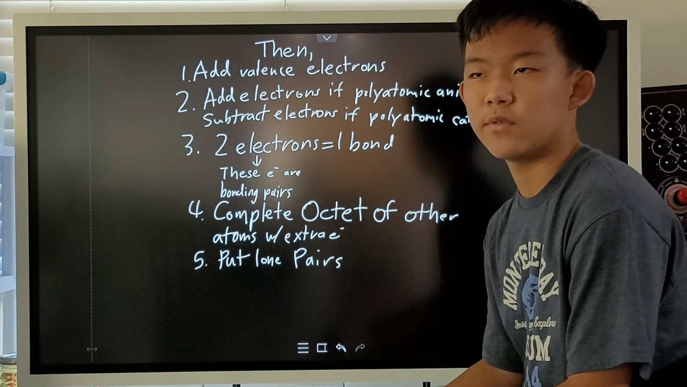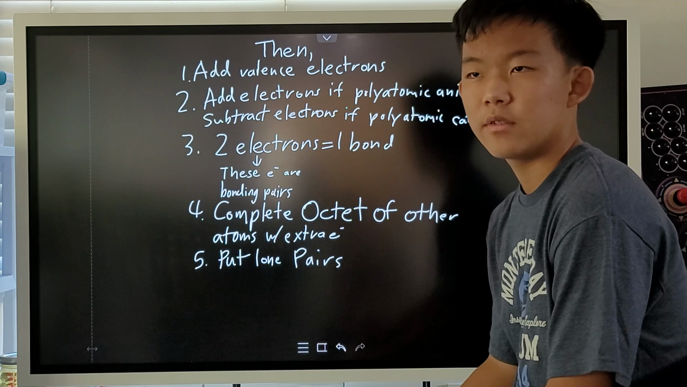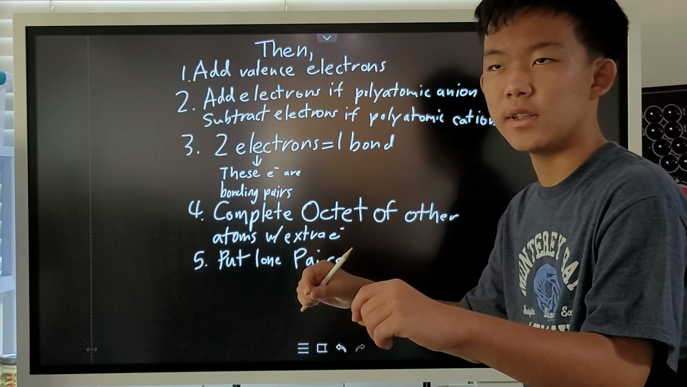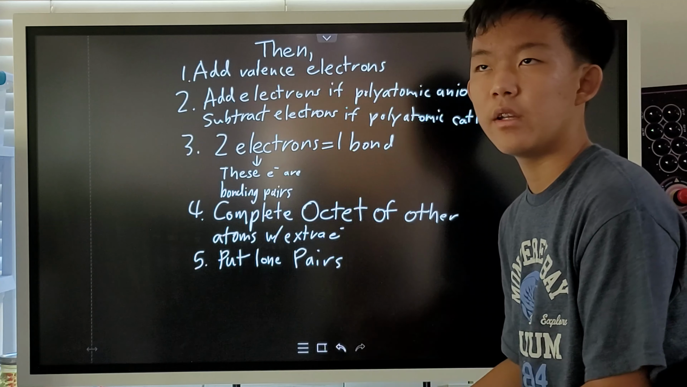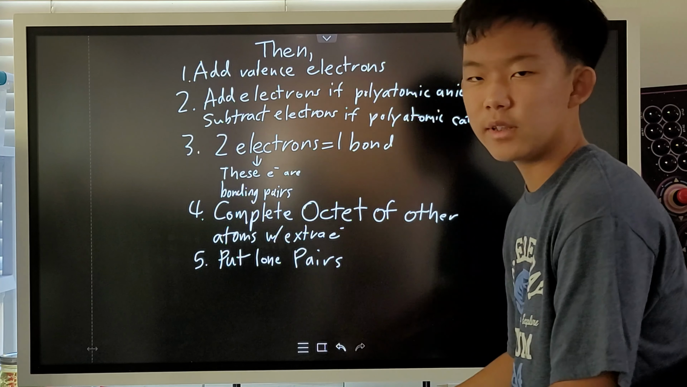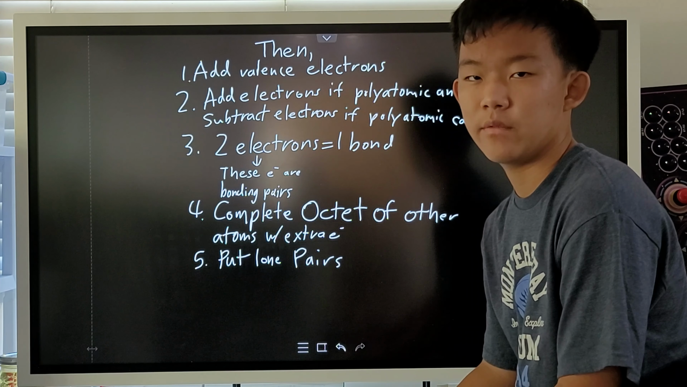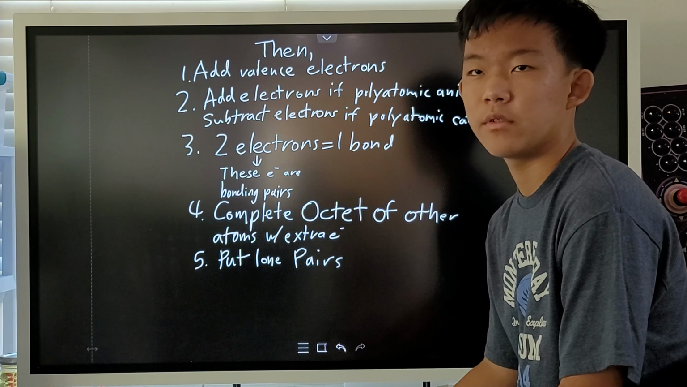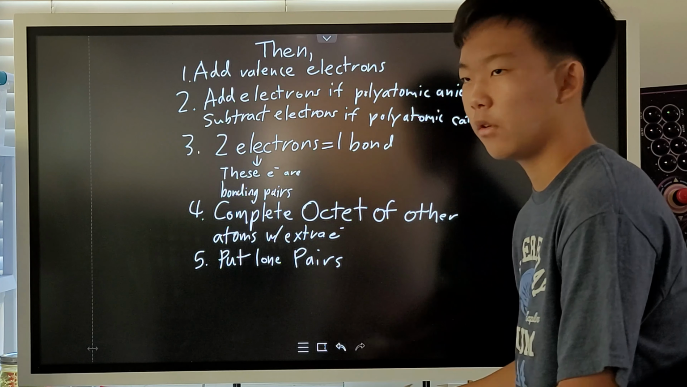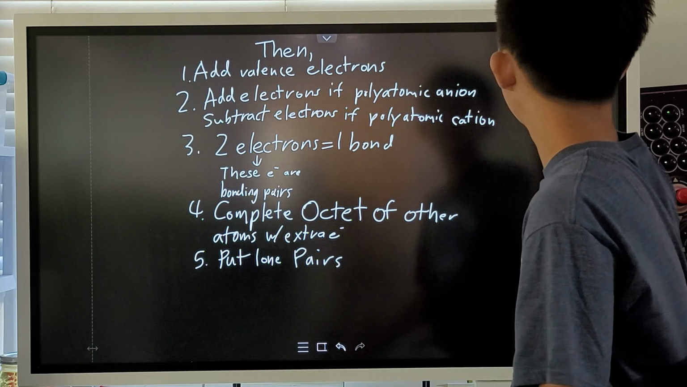The 2 electrons involved in a bond are called bonding pairs, and because of that, 2 electrons will be 1 bond. So for every bond you see on an atom, it'll mean that it has 2 electrons. And number 4, use the extra electrons that you didn't have to complete the octet for all the other atoms, so the non-central atoms. And number 5, put in lone pairs. So anything that didn't get bonded will be put as lone pairs.